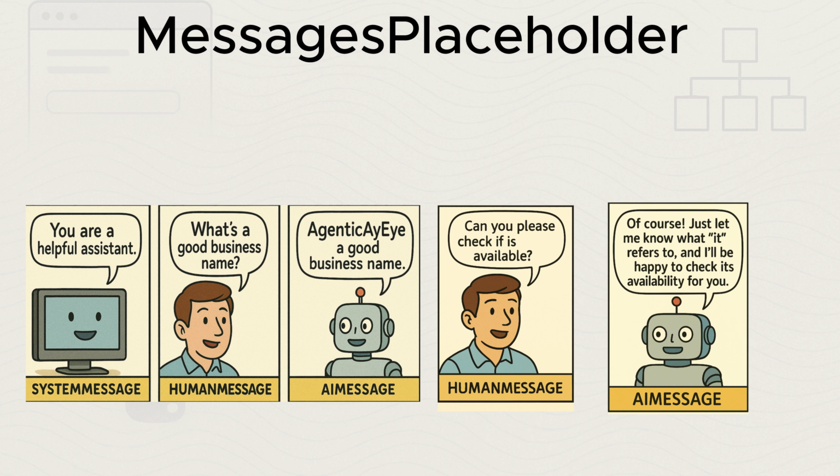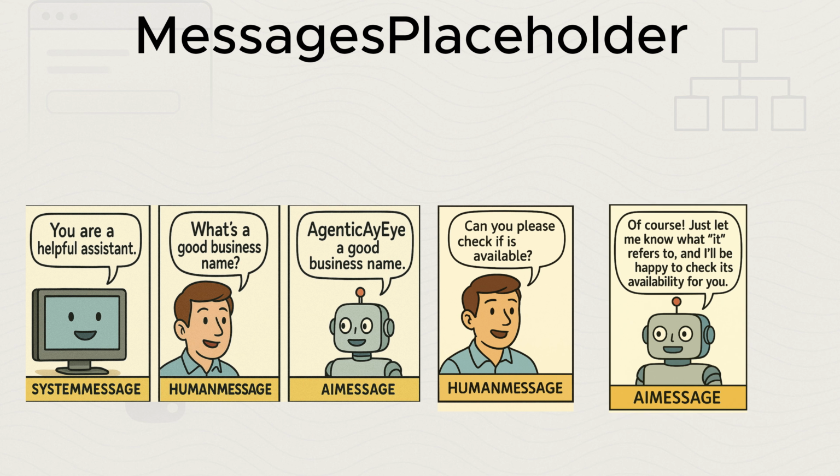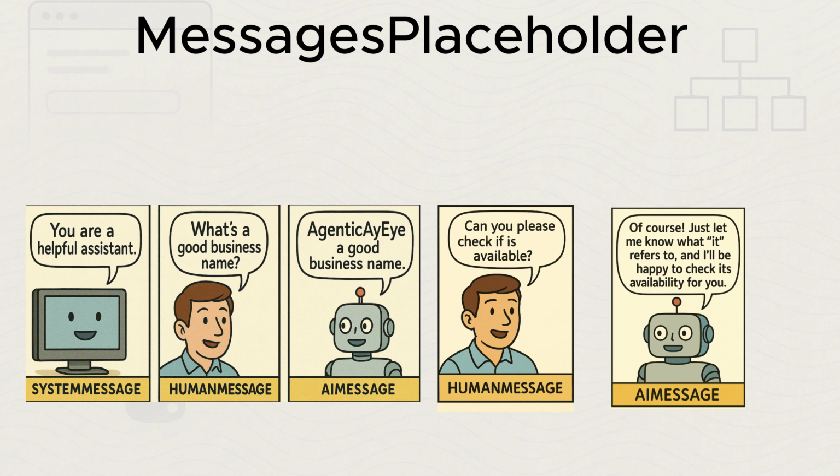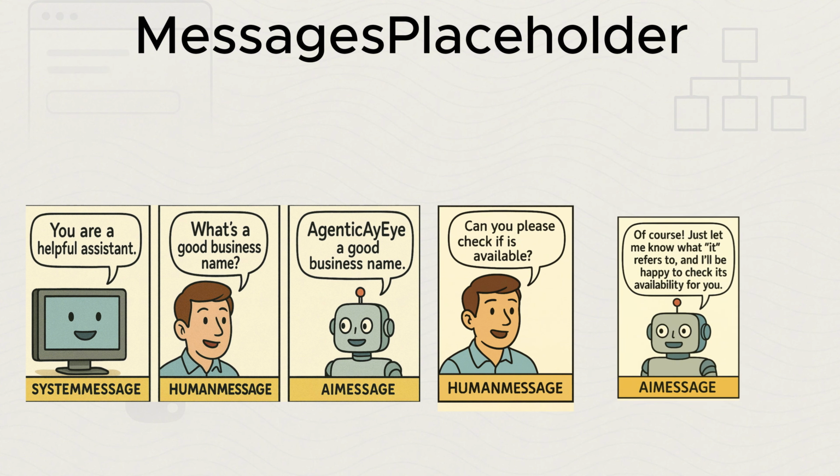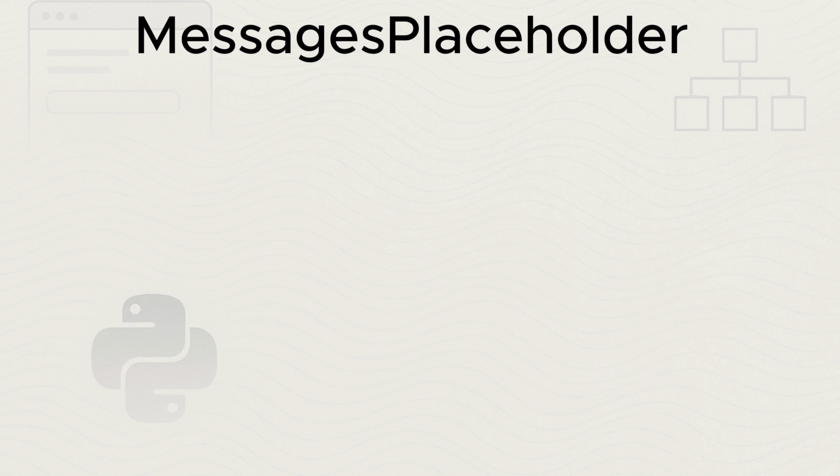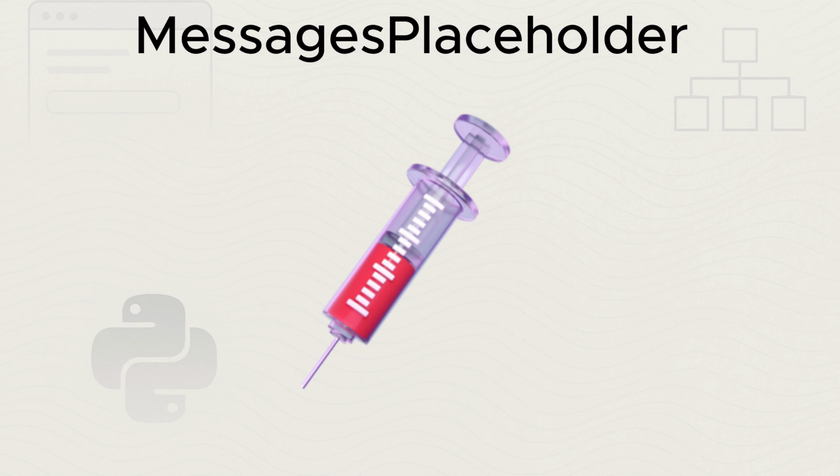Just let me know what it refers to and I will be happy to check. So the AI or the LLM won't know anything about the previous interaction. That is why the messages placeholder represents an important and useful component within the LangChain ecosystem.